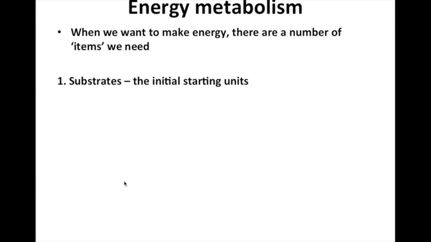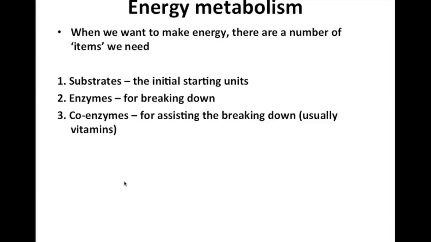So the substrate in the human diet are just the macronutrients that we eat. So that's your carbohydrate, your fat and your protein. We need to break those down then, and for that we need enzymes. So enzymes act on our food as it progresses through the digestive system. We also need coenzymes then.